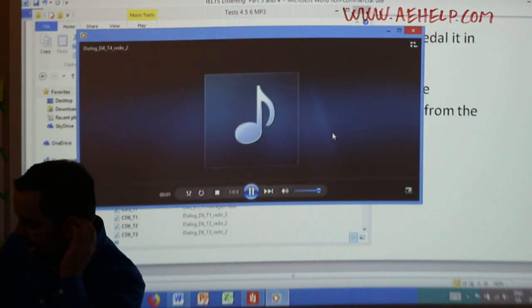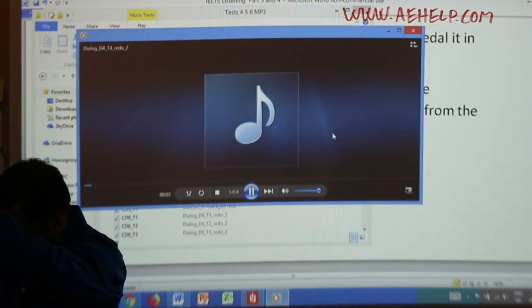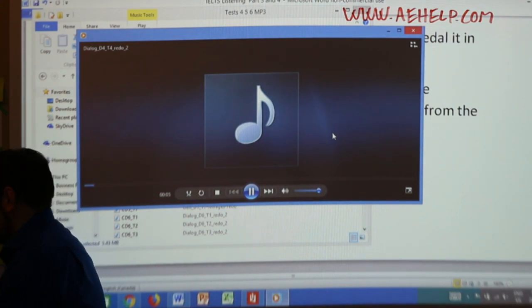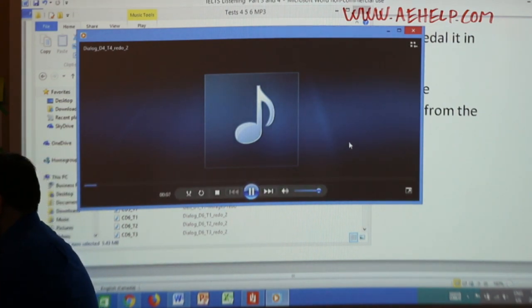Now turn to section 4. Take some time to look at questions 31 to 40.